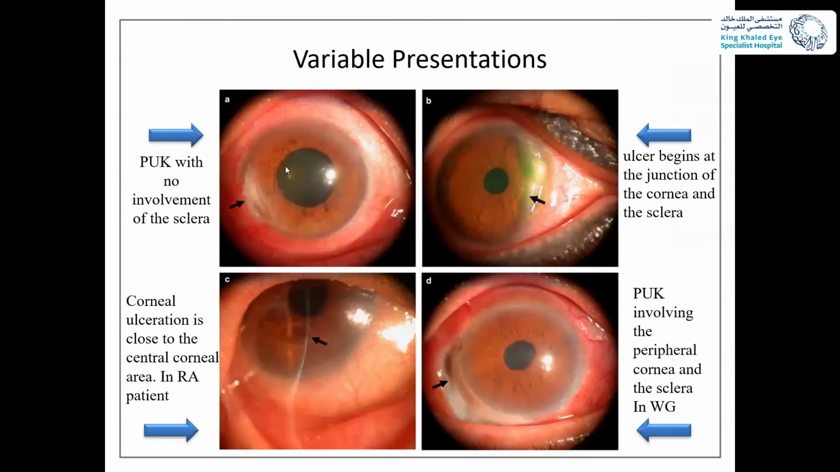Now, we have a PUK case with no involvement of sclera, it's just pure peripheral corneal involvement. Another PUK case starts exactly at the limbus and the junction between the cornea and sclera. Other forms of PUK start on the far periphery with thinning of the sclera more than the thinning of the cornea, which is seen in Wegener's granulomatosis. And we do see sometimes corneal ulceration that is close to the central cornea, as in rheumatoid arthritis patients. So different presentations can help shortlist your differential diagnosis.